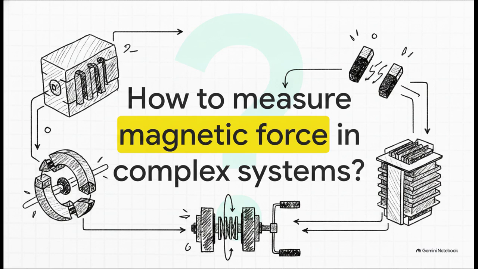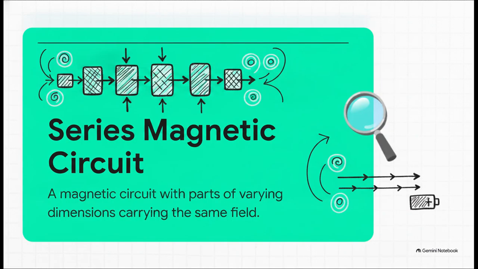Let's kick things off with a massive, highly practical question that electrical engineers face literally all the time. How do we actually measure the magnetic force flowing through a complex, multi-material system? Think about the real-world applications we rely on every day, like electric motors, transformers, or massive generators. They aren't just carved out of one simple block of iron, right? They're built from varying dimensions, totally different shapes, and multiple materials, all working together in one system. Okay, let's dive into this.